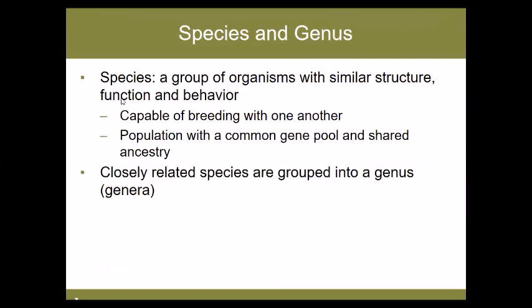Then if you take a species and you group it together, you have what's called a genus. And so closely related species would be shared in a group called a genus. Now the word in parentheses is the plural form of genus, called genera. So you would have one genus, a single genus, but if you're talking about multiple genus, you would have multiple genera.